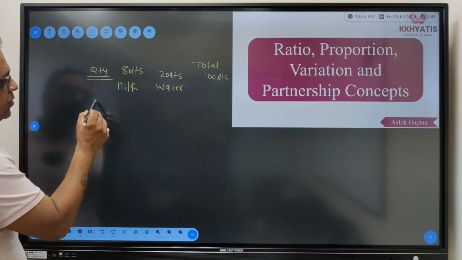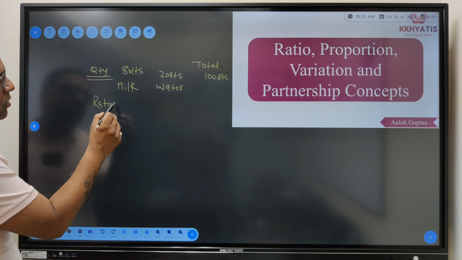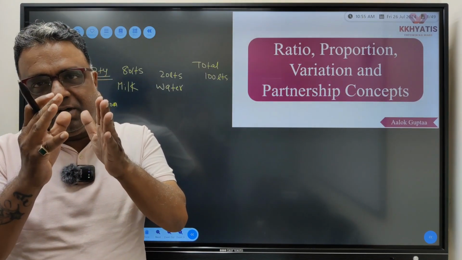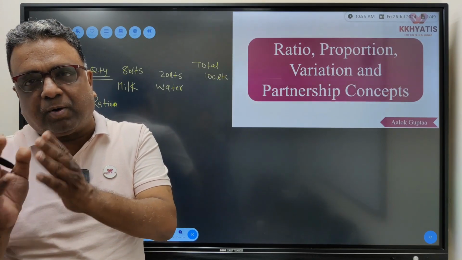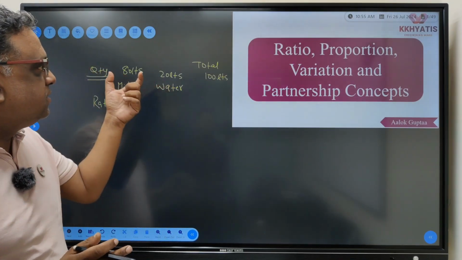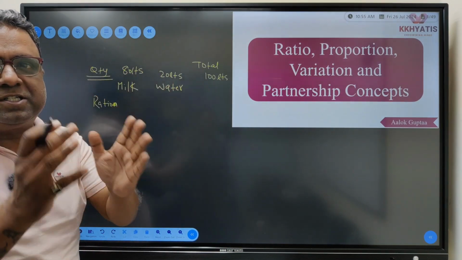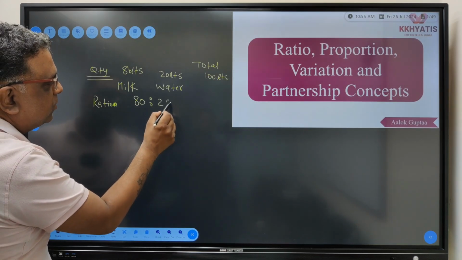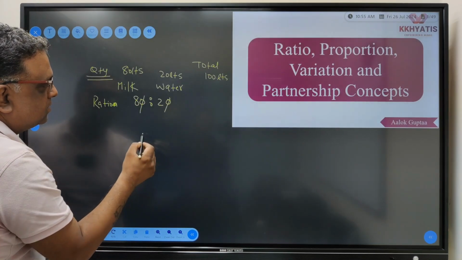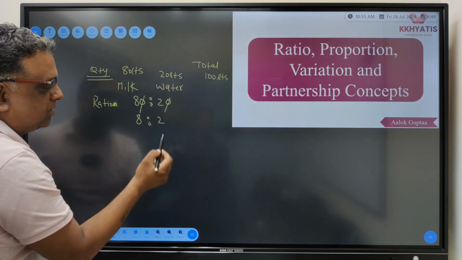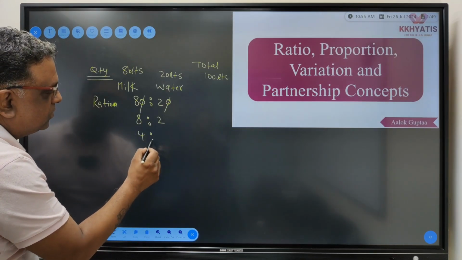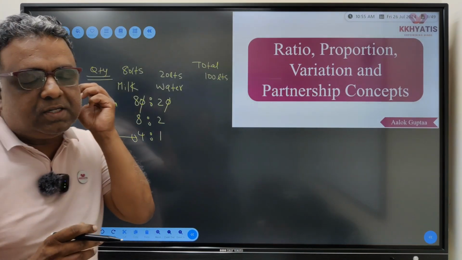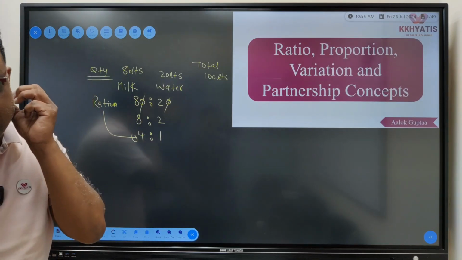So in terms of ratio, when I say what is the ratio of milk to water, by ratio we mean that we bring this into the smallest proper fraction. Right now it is 80:20. I will cut this, so it will become 8:2. I can further cut it, 4:1. So basically in that particular vessel, milk and water is in the ratio 4:1.